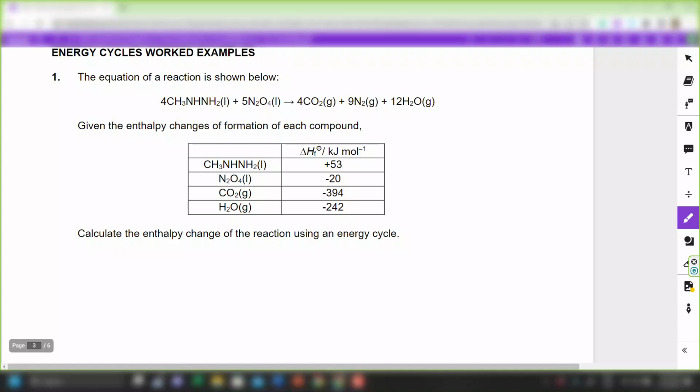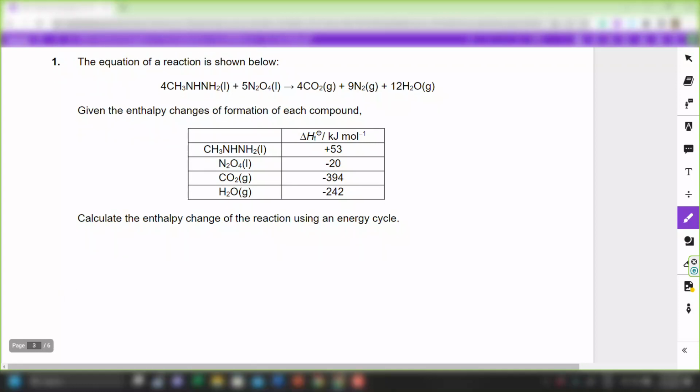For question 1, you are given this particular reaction. You need not actually know what kind of reaction this is, because this is not important at this stage. You are given the enthalpy change of formation of each compound, so they are listed here. Then your job is to calculate the enthalpy change of the reaction using an energy cycle.